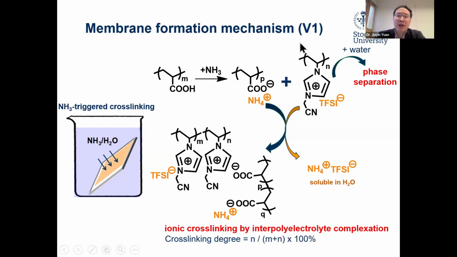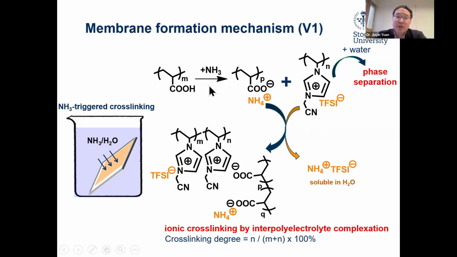So I number them as version 1 and version 2. What we understood at the beginning is the nanoporous pure membrane is generated by 2 processes in parallel. One is called phase separation. The other is called ionic cross-linking by interpolyelectrolyte complexation. The phase separation is expected because the cationic PIL with TFSI anion is hydrophobic. So when water molecules diffuse inside, the PIL tries to avoid its contact with water. This causes a phase separation. Phase separation is a driving force to form the pores.